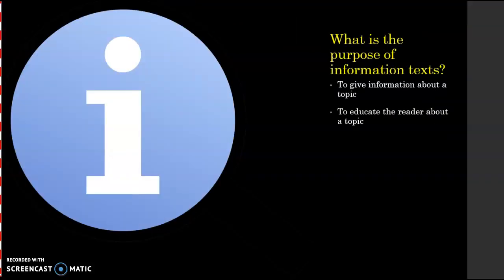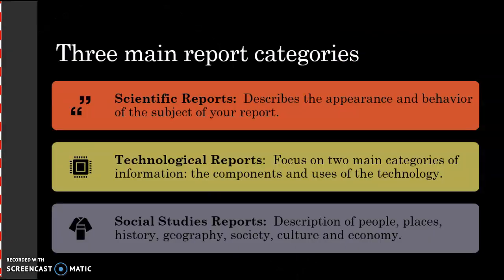What's the purpose of information text? It's to give information or to educate the reader about that. There are subgenres of information text such as scientific reports, technological reports, and social studies reports. They're more like flavors, and if you want to practice, you're welcome to write any one of these three and submit it to your teacher.